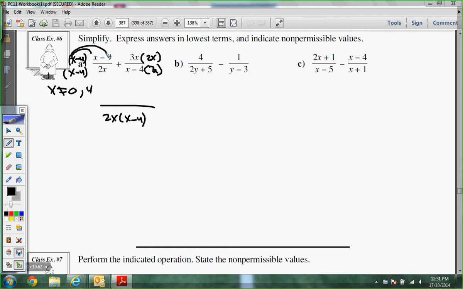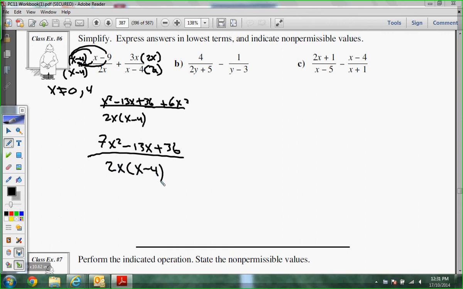So x squared minus 9x minus 13x plus 36. So x squared minus 13x plus 36 is the first piece, plus, and then what's over here? What's 3x times 2x? 6x squared. So now you see that's what I have on top. And now I want to combine the like terms. 1x squared plus 6x squared is 7x squared minus 13x. Like that. And that is your answer.